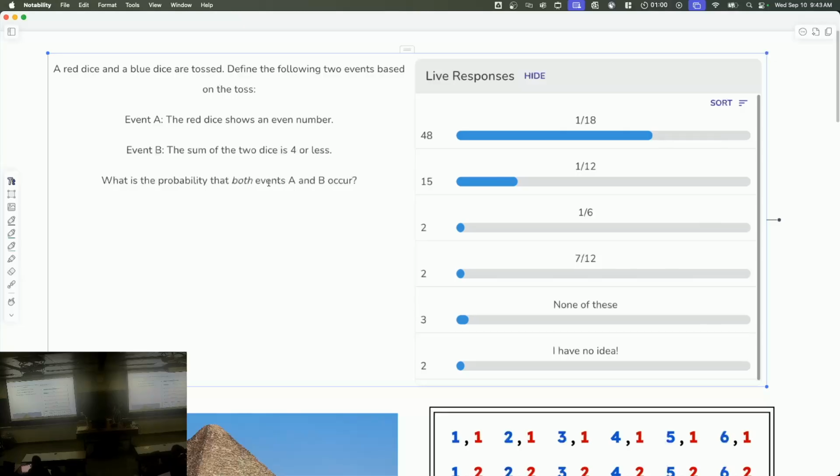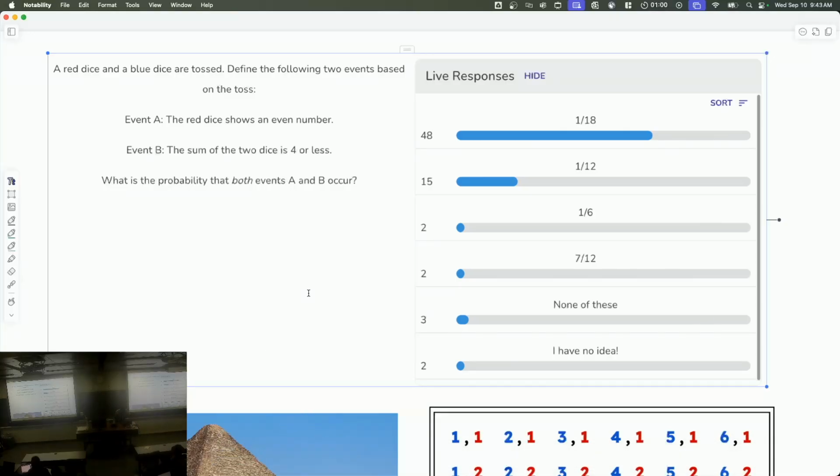But we're going to start with this problem that we left off with on Monday's class, which is: a red dice and a blue dice are tossed. Define the following two events. Event A, the red dice shows an even number, and event B, the sum of the dice is 4 or less. And these were the answers. At last class we left before we revealed them, but it seems like most people picked 1 out of 18. A pretty sizable chunk picked 1 out of 12. I'm going to go over it and show you the right answer.